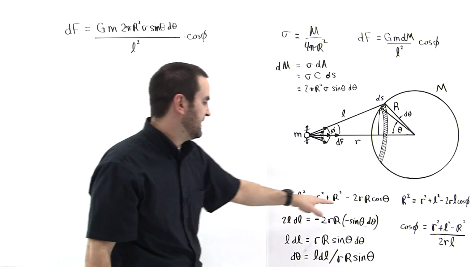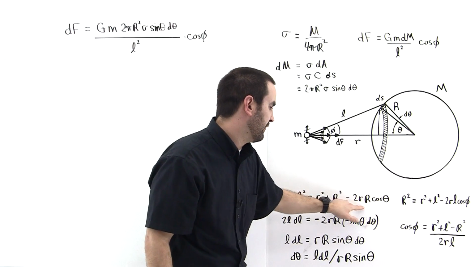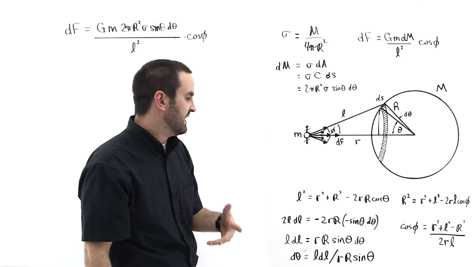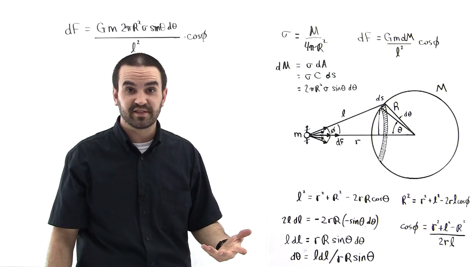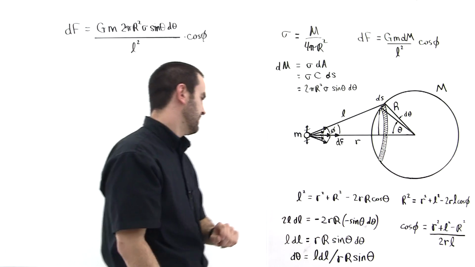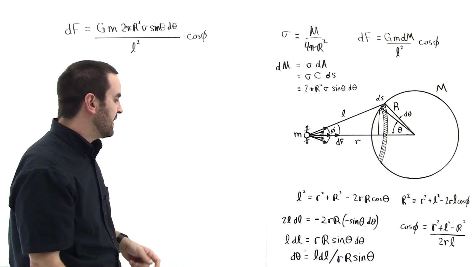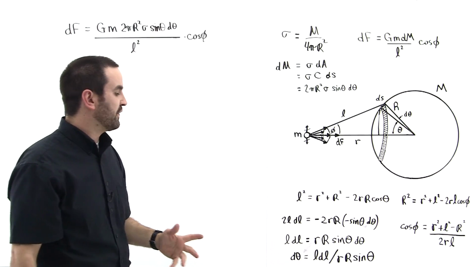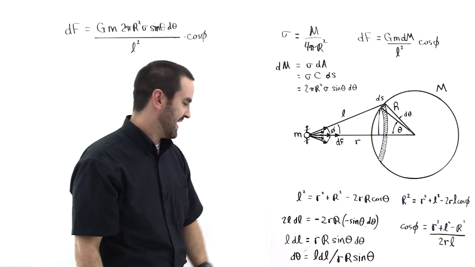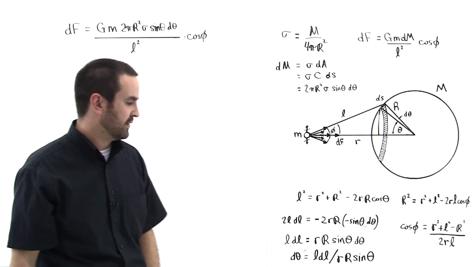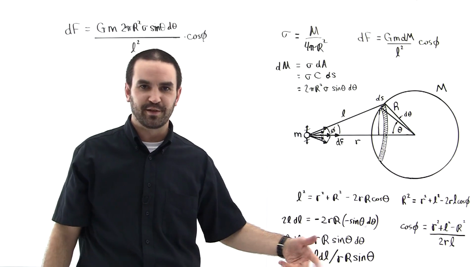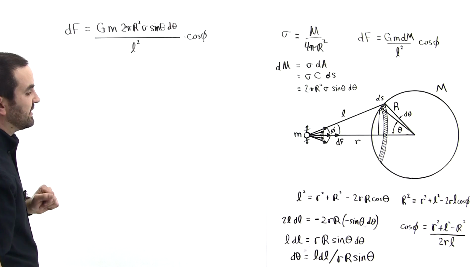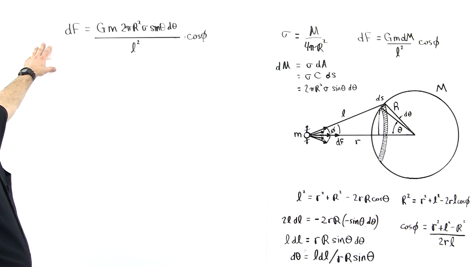These constants are multiplied out front of this cosine theta, so they stay out front here. The differential of cosine theta is just negative sine theta d theta, like so. The negatives cancel. This 2 cancels with this 2. We're left with this. We solve for d theta, and we get this: L dL over r times capital R times sine theta.